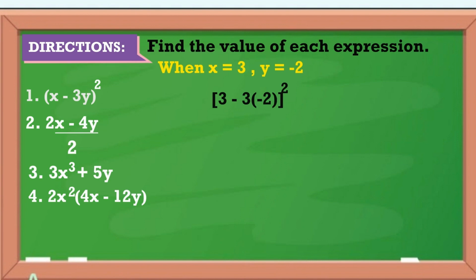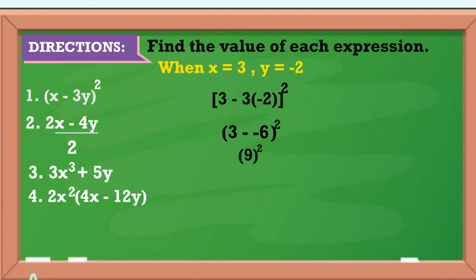So let's simplify. First, we will follow the rules of PEMDAS. So we will solve first inside the parentheses. So 3 times negative 2 equals negative 6. So it will be 3 minus negative 6 squared. As you can see, it has a different sign, so we will follow the rules of subtracting integers. So 3 minus negative 6 will be positive 9.